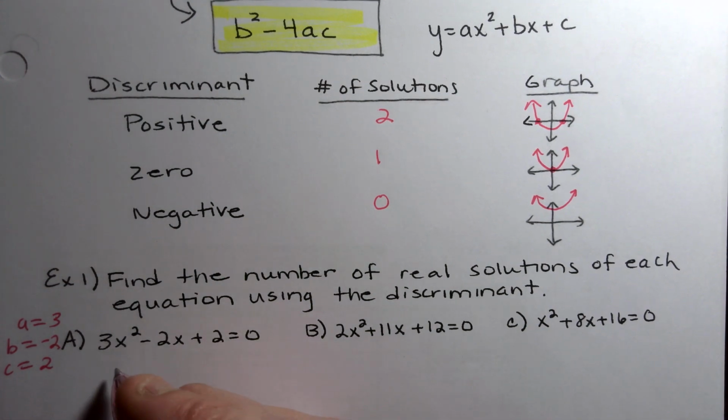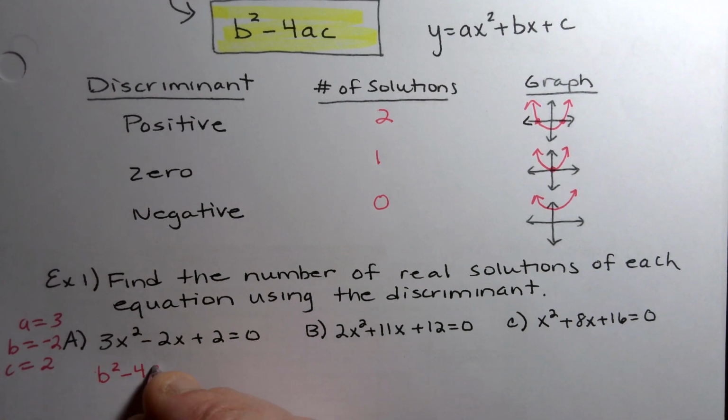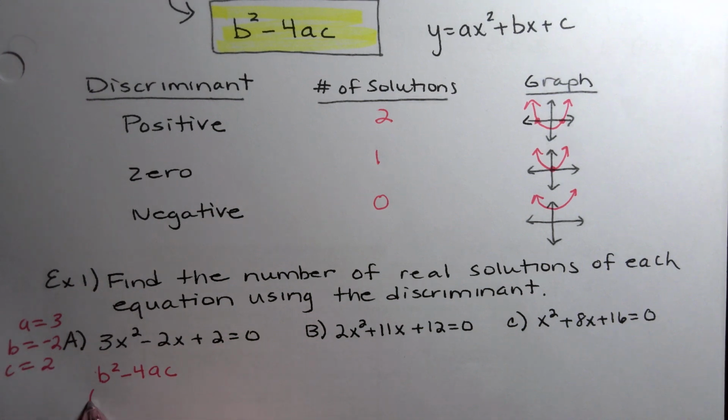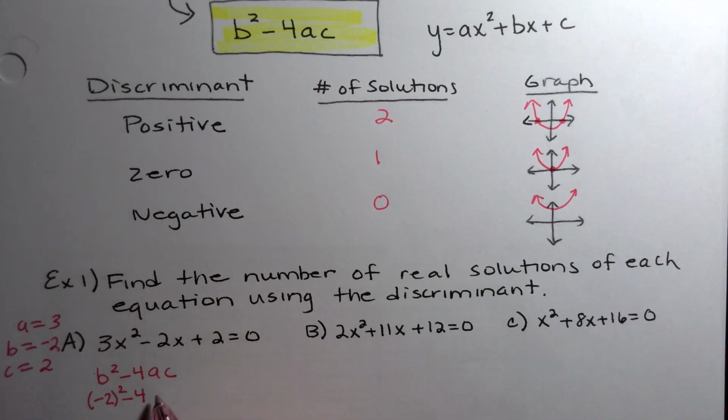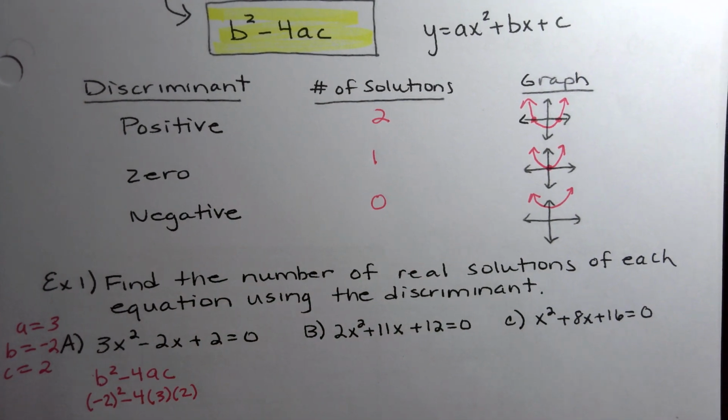So I'm going to write my formula down here, b squared minus 4ac. Now we're going to substitute, and when you substitute values in, and if they're ever negative, you need to put them in parentheses. So when I put this b in, I see it's a negative, so I'm going to put it in parentheses. Minus 4 times a times c. I put these in parentheses too because there's so many of them.